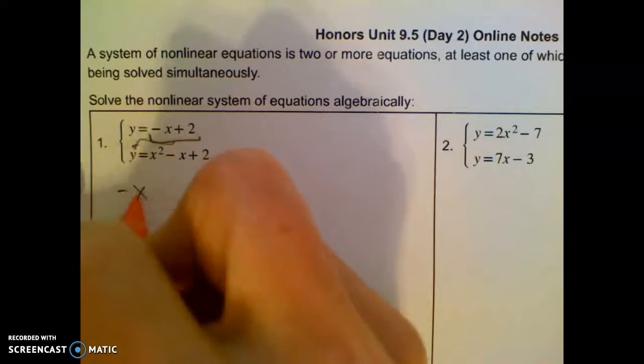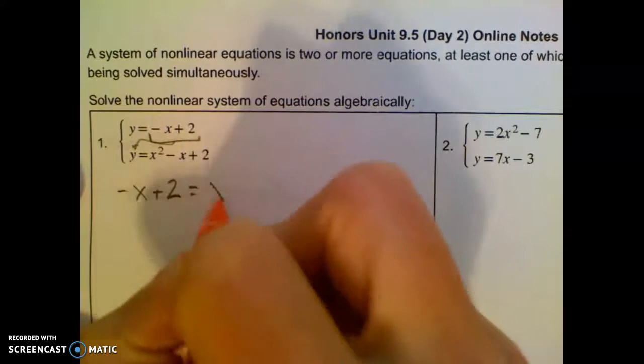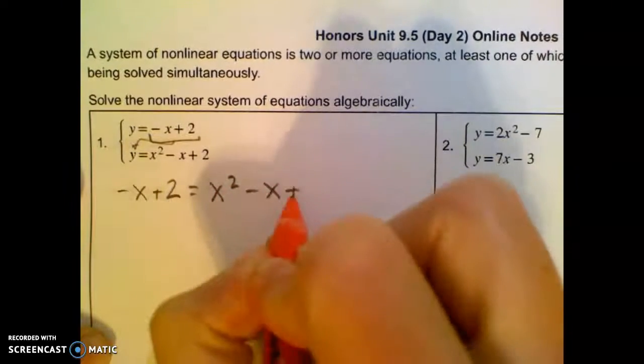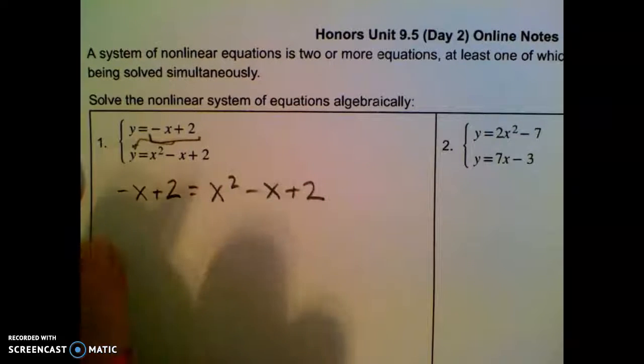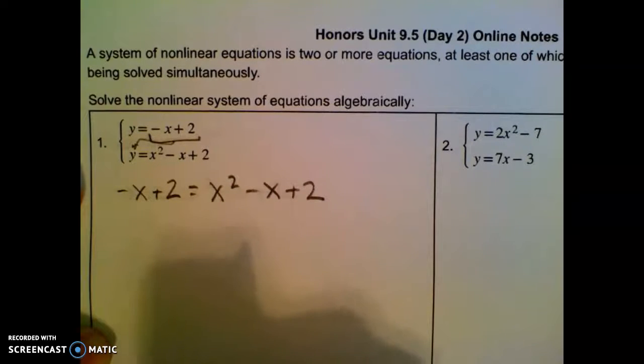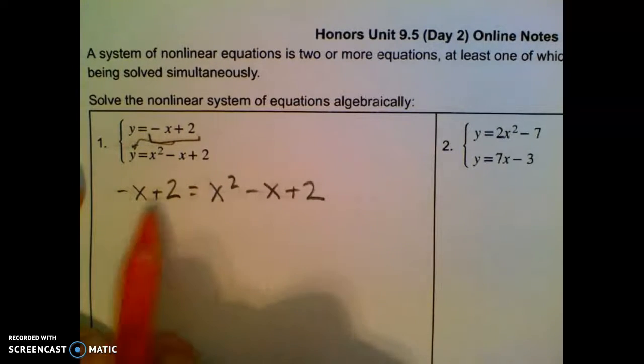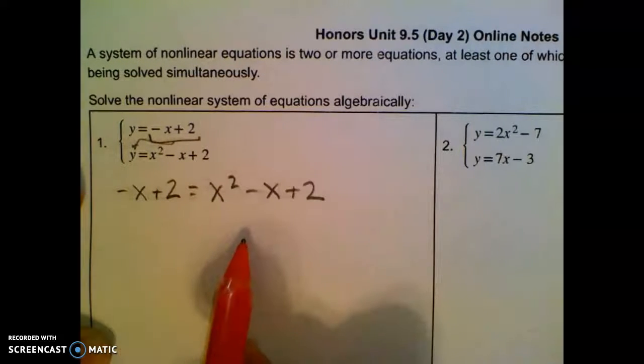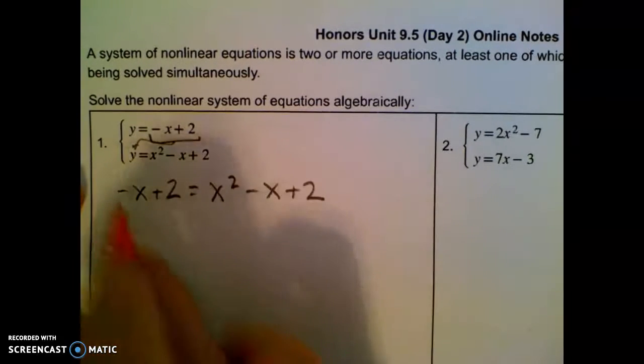So I'm just going to have negative x plus 2 equals x squared minus x plus 2. And depending on how this quadratic is set up, you may want to do the square root method or quadratic formula, whatever you want to do. In the end, it doesn't matter as long as you can solve it. For the most part, I'm just going to generally set equal to 0. That's almost always my first choice, and then I'll move things around based on how it looks. So I'm just going to move these things over.